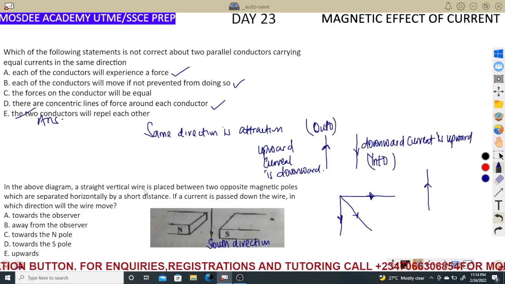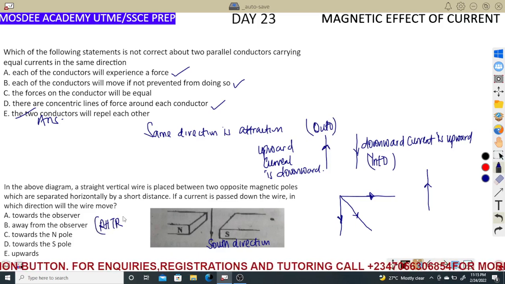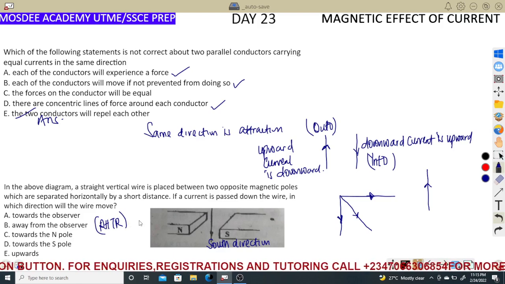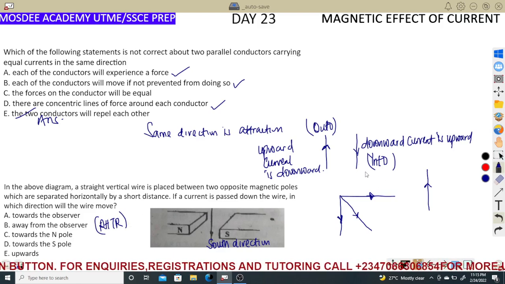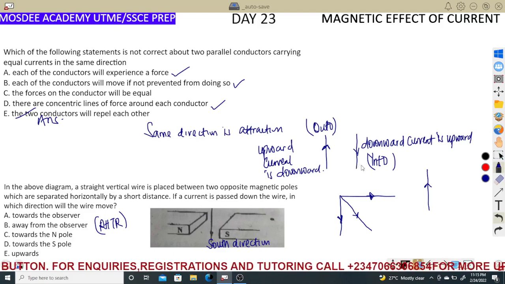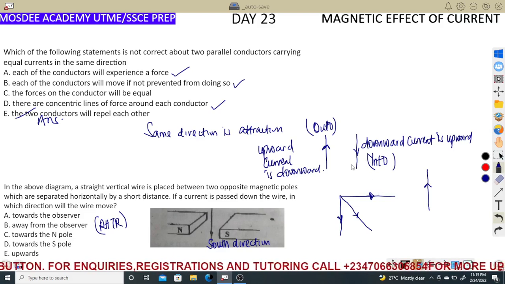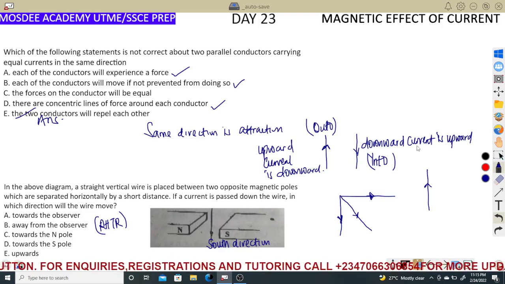We can also use the right-hand thumb rule to get the direction. It's very simple. But if you don't know the right-hand thumb rule, please just use this: downward current is upward field, and upward current is downward field. Downward current means into. I think this is direct and basic.